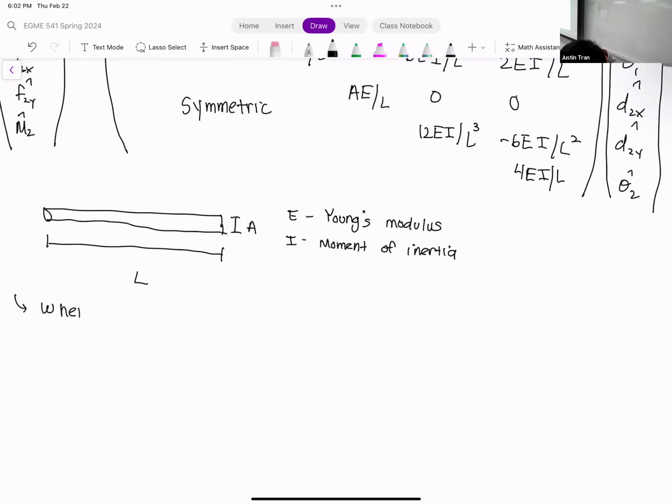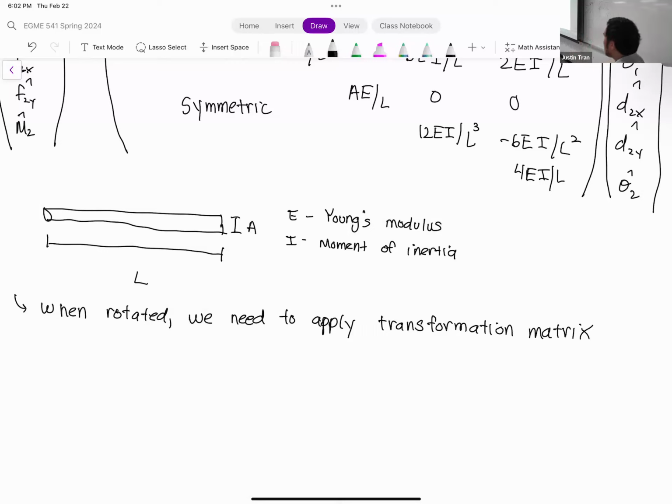So when rotated, and so in order to kind of generalize this to any kind of 2D orientation of the frame, we need to apply our transformation matrix. And just like we did with the truss, just like we did with the beam, we're going to pre-multiply this transformation matrix and post-multiply it as well.